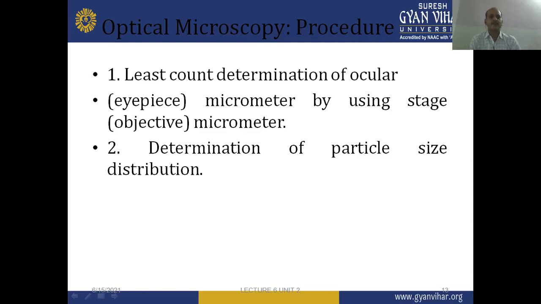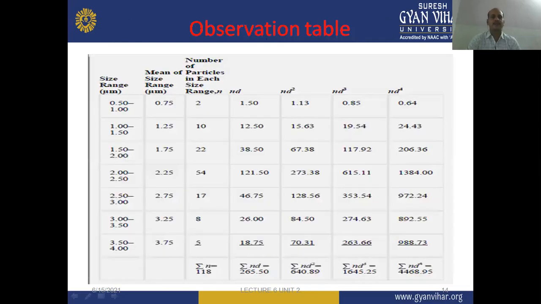And you already know least count is the minimum reading that can be read from the instrument. So we determine how many micrometers in size one division of the ocular micrometer is. After determination of the least count, we have to determine the particle size distribution of our sample, either in solid form or maybe in liquid form.